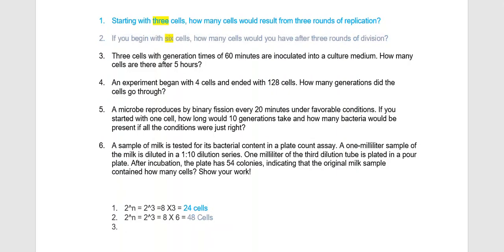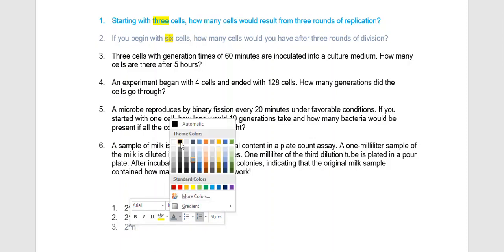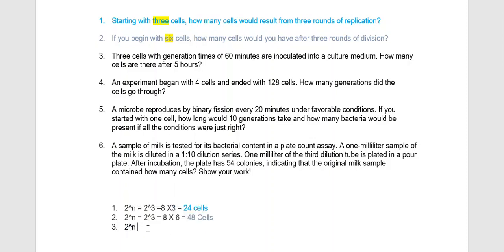And then moving on to number 3. 3 cells with a generation time of 60 minutes are inoculated into a culture media. How many cells are there after 5 hours? Can we use 2^n? We sure can. We can use 2^n because we can very easily and quickly figure out the number of generations, because they have a generation time of 60 minutes. So very straightforward.